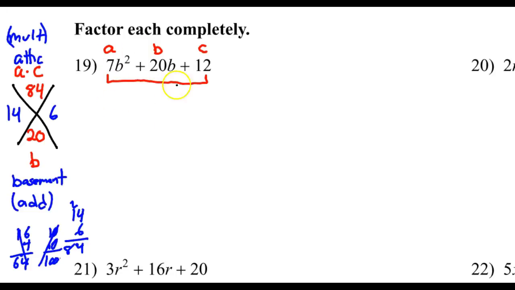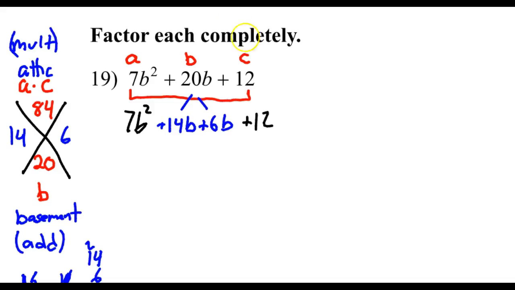So let's finish it up. So what I'm doing, same thing as yesterday. I'm going to replace my 20b with 14b plus 6b. Okay? But everything else stays the same. So I got 7b squared in front, the plus 12 on the end, right? And I'm going to go through the same steps I did before. So what can we take out of the first two? What do these both have in common?